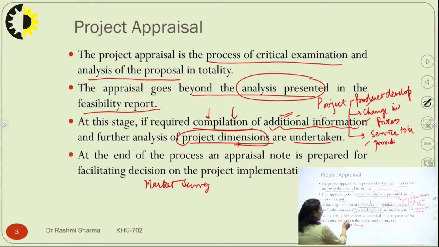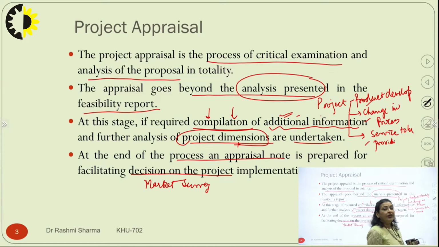Then at the end of the process, an appraisal note is prepared, facilitating the decision on project implementation. When we are doing a comparison, we want to develop something new or make changes in some process or service. Obviously, we have to see what others are providing. When others are providing something and you are not, how can you provide that along with something new?